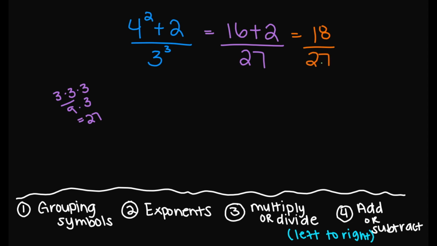By looking at this answer here, 18 over 27, I can simplify because the number 9 goes into both my 18 and my 27. So let's simplify. My numerator, you're going to get 2. And then my denominator, you're going to get 3. So your final answer here is 2 over 3.